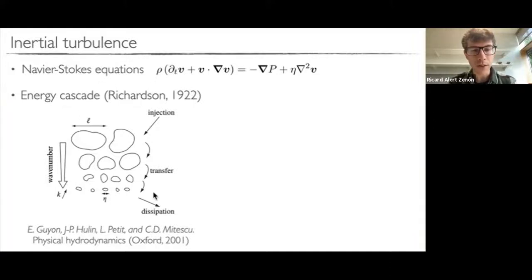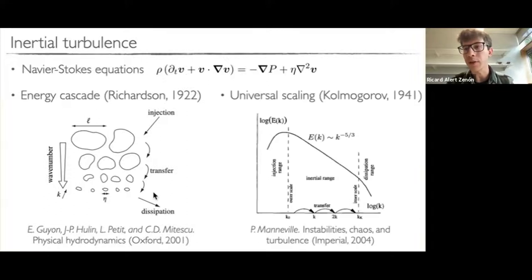And then the second key notion in turbulence is the notion of a universal scaling law. And so this was actually predicted by Kolmogorov in 1941, when he predicted the energy spectrum of turbulent flows. So if you look at the spectrum of the kinetic energy as a function of the wave number, which is the inverse of the length scale, what we see is that you were injecting energy here at some large scale, dissipating it here at some small scale. And in between, there's a range of scales called the inertial range. And Kolmogorov predicted that the energy spectrum in this range of scales follows a power law of the wave number. And this power law has a universal exponent, which is -5/3.